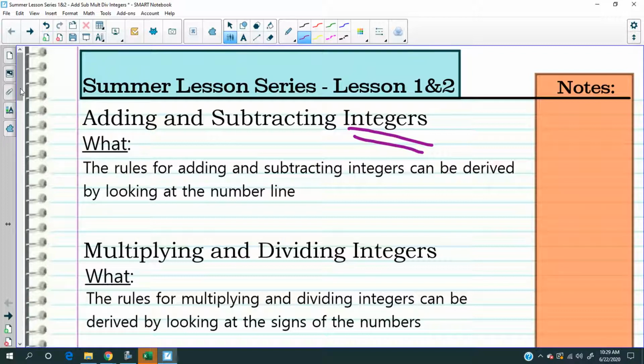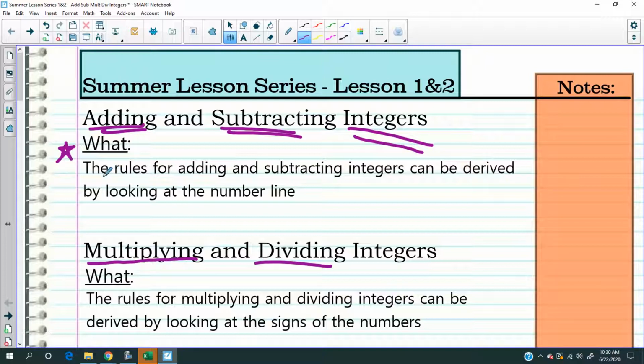Hopefully you can learn this, and by September, when you're in 7th grade, you would be either right at or ahead and be ready for your 7th grade math classes. The first lesson here today, we're going to talk about how to add and subtract integers. And then in lesson 2, we're going to talk about multiplying and then dividing integers. So let's focus on this first.